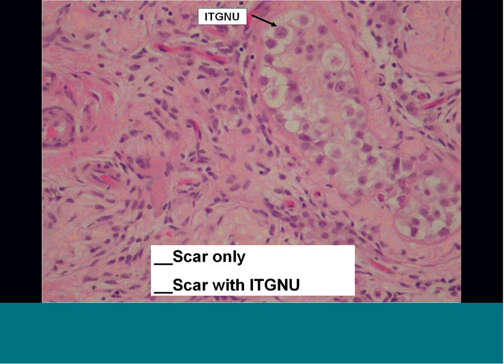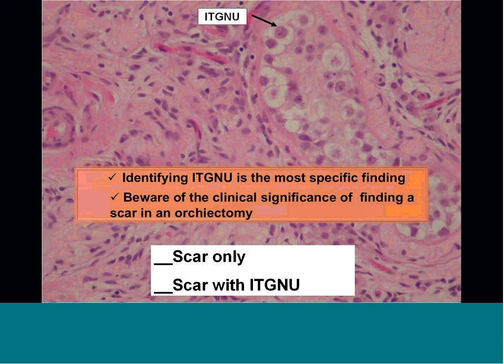This is also addressed as part of the CAP checklist, presence of scar in testicular orchiectomy specimens. You can identify either scar or scar with intratubular germ cell neoplasia, which seems to be present in 50% of the cases. So the in situ component is the most specific finding, and it's important for pathologists to be aware of the clinical significance of finding a scar in an orchiectomy specimen.